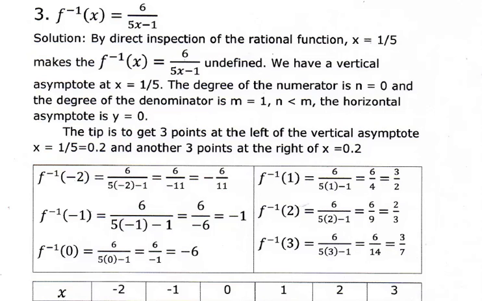Now what are the 3 points to the left and to the right that we're going to get? Since x equals 1/5, or 0.2, is the vertical asymptote, we can get values to the left of 0.2. These values are 0, negative 1, and negative 2. And to the right, obviously, 1, 2, and 3.